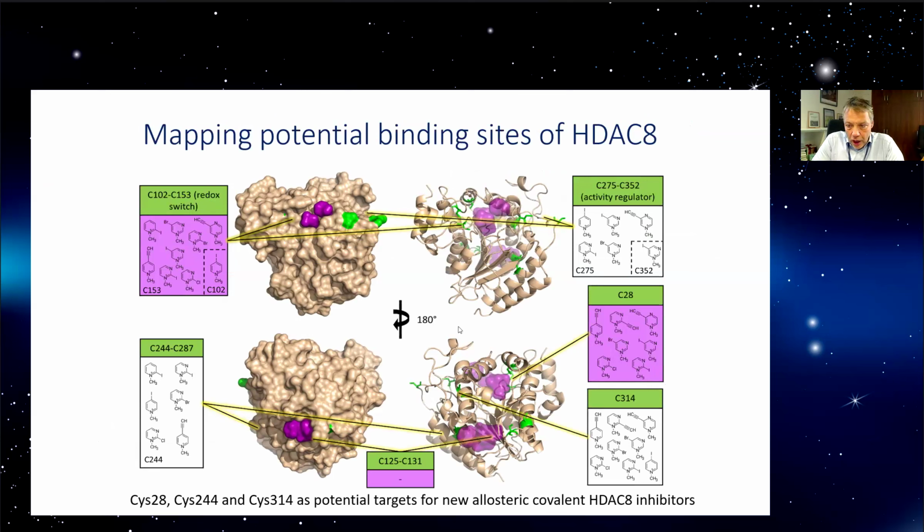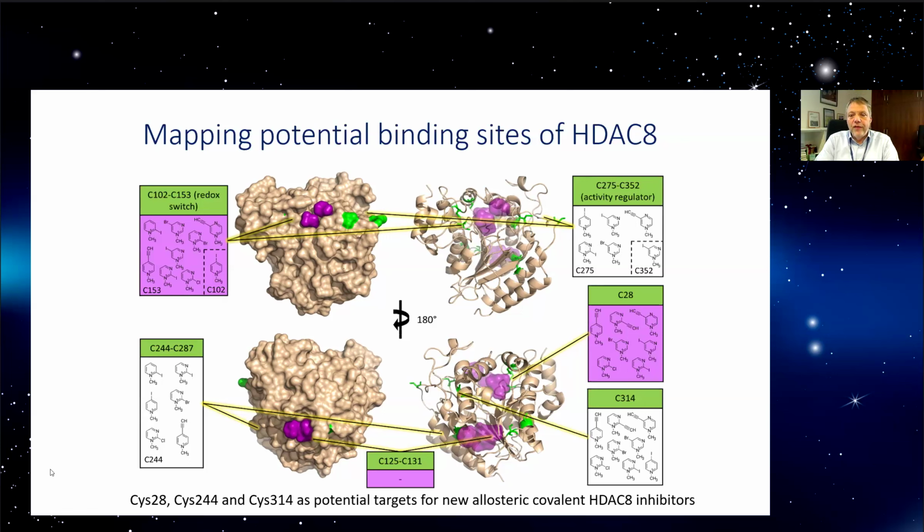So first, I would like to focus on the known sites. These are basically labeled by cysteine 102 and 153. These cysteines are the members of the redox switch that is needed for the powerful function of HDAC8. And there are also some activity regulator cysteine residues, cysteine 275 and 352, that are also involved and also labeled by a few unmethylated small heterocycles.